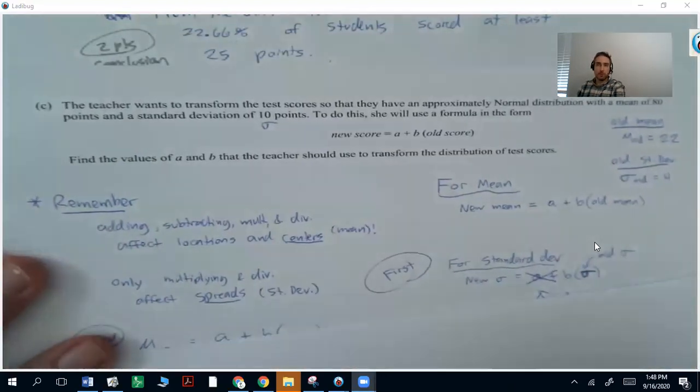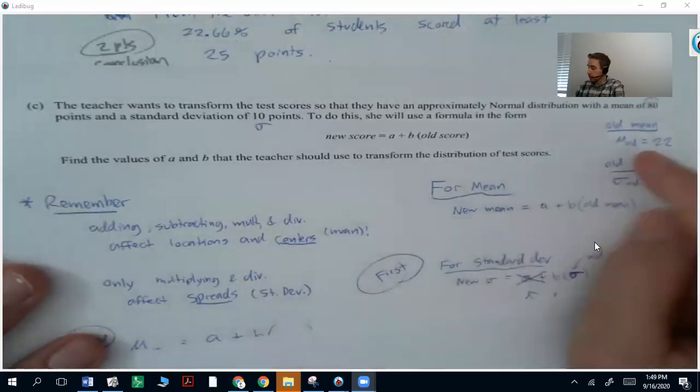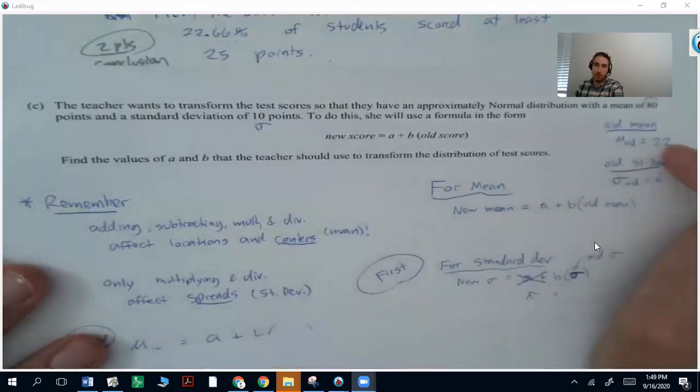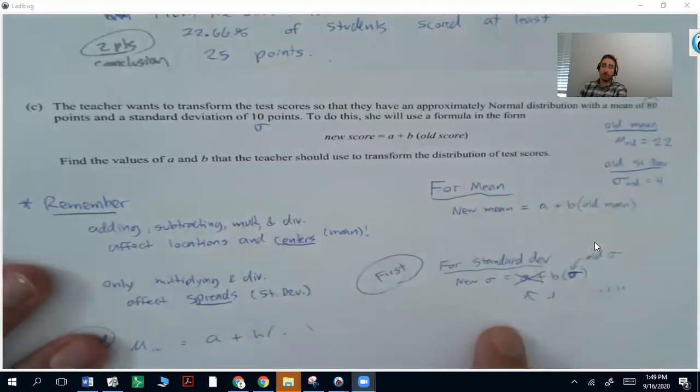There is no table or calculator method here. We have a specific way we got to do this problem. So reminder that the old mean was 22 and the old standard deviation was 4. And we want to get it to be 80 and 10 respectively.